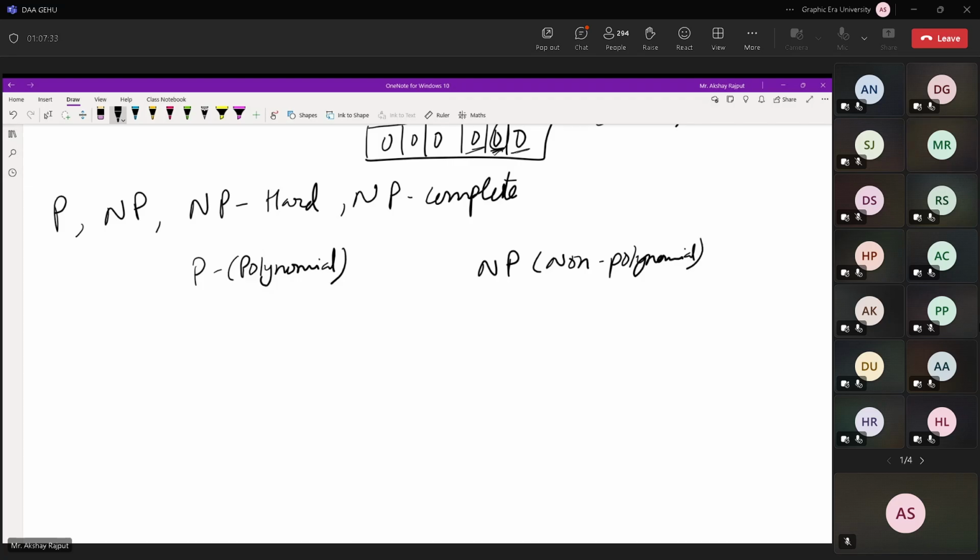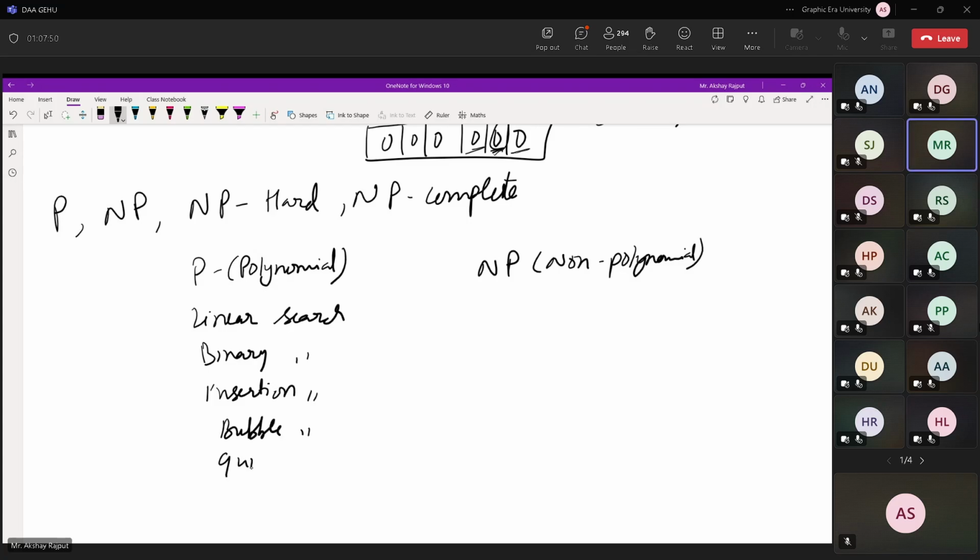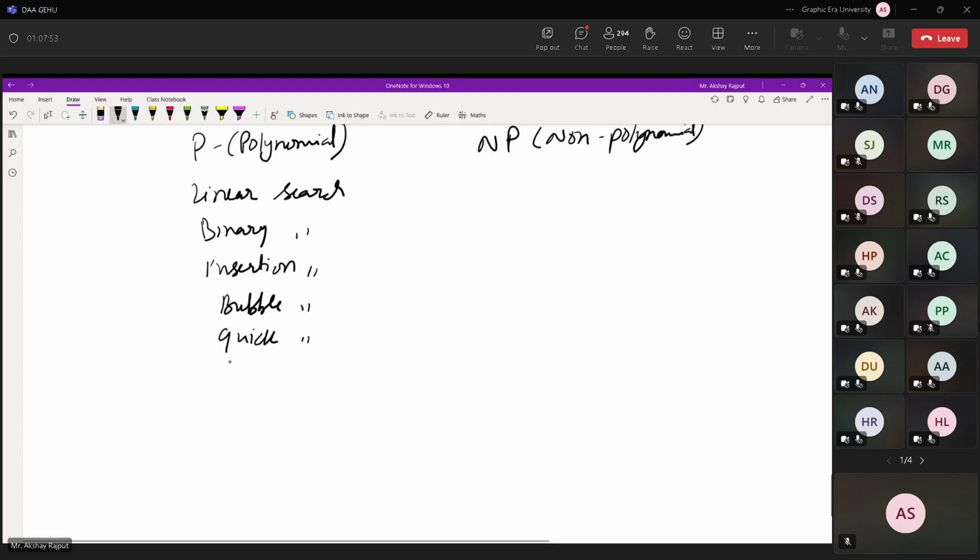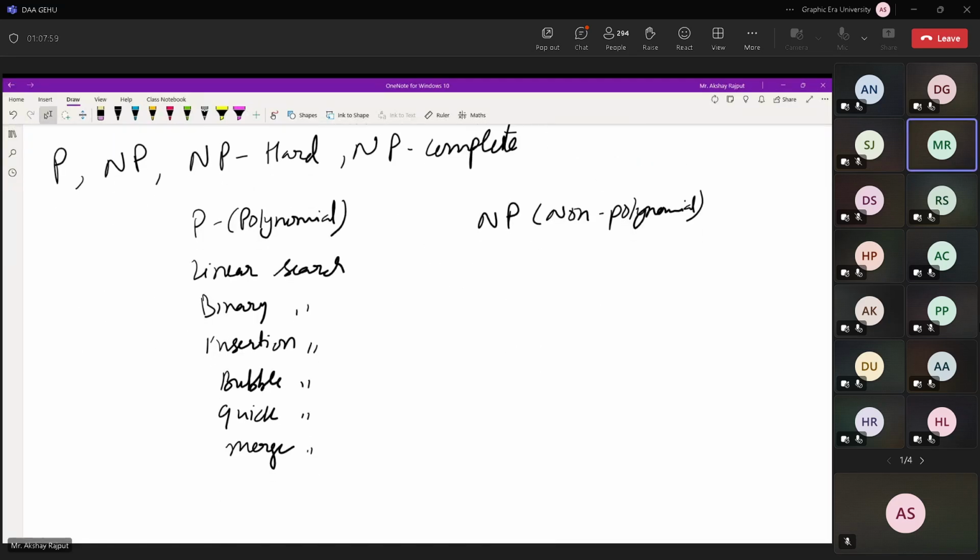So, for example, linear search, binary search, insertion sort, bubble sort, quick sort, merge sort. These kinds of sorts or searches are in the category of polynomial. I will tell you how to detect that. Non-polynomial ones are like 0-1 knapsack. CNF satisfiability is also one.